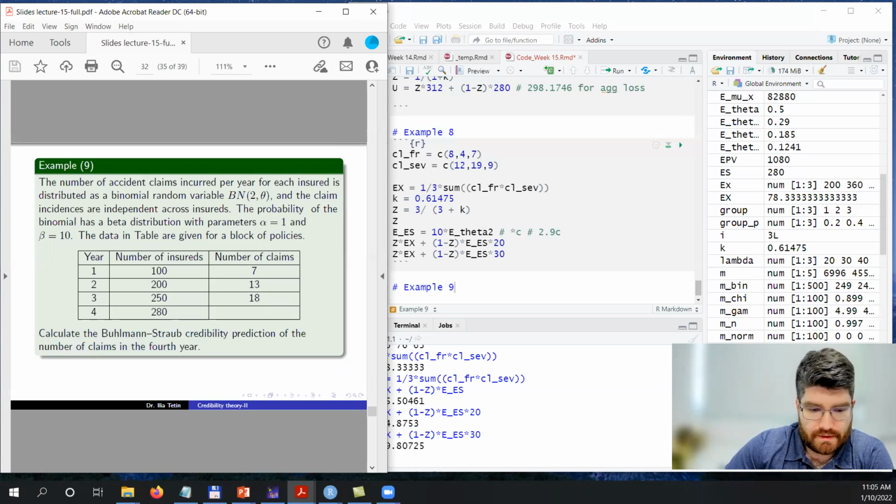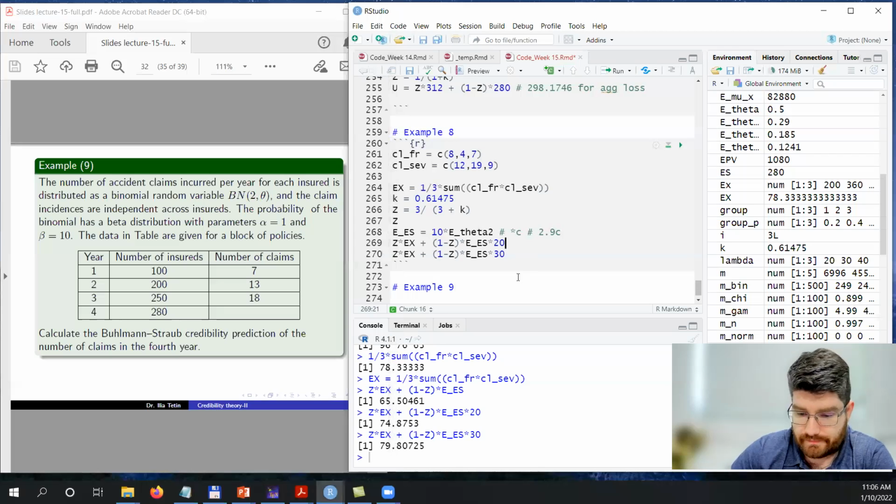First of all, we again have that the binomial random variable is given. So we have 0.5, 0.5. Claim incidents are independent across insureds. That option states, both for Bühlmann and for Bühlmann-Straub credibility, the independence, but identical distribution is different. So the probability that binomial has a beta distribution with these parameters, and okay, let's try to solve it.